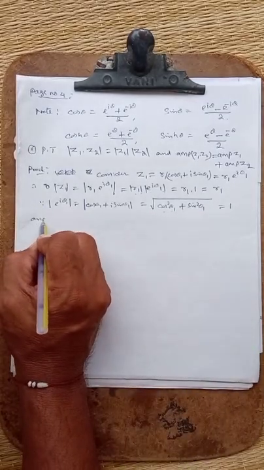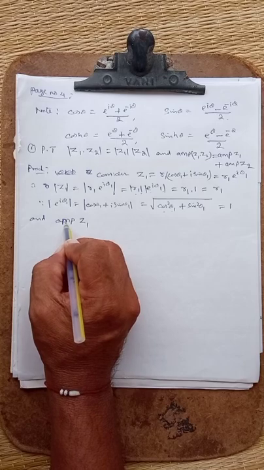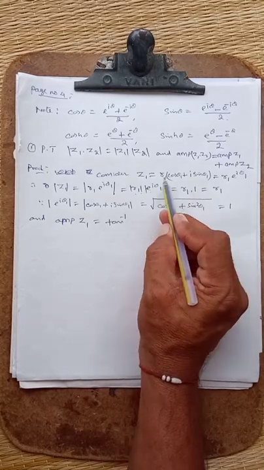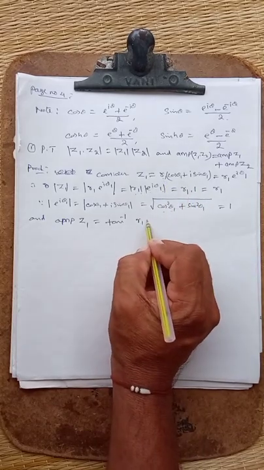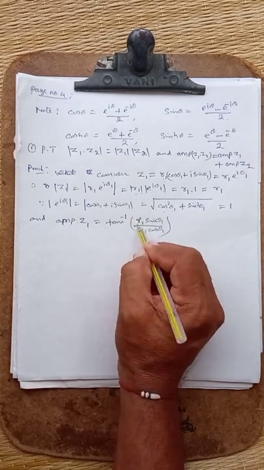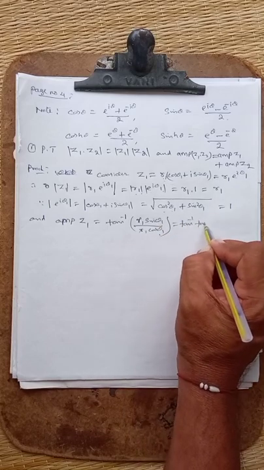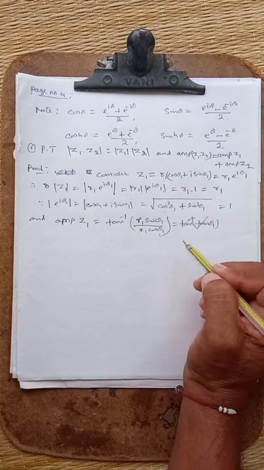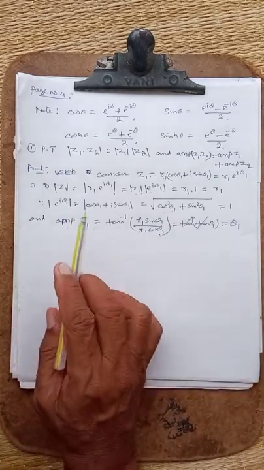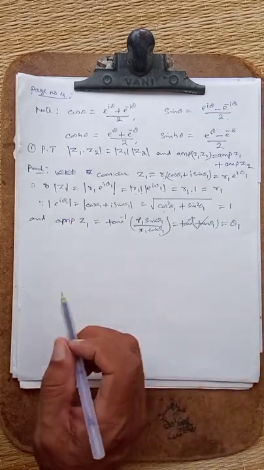And amplitude of z1 is given by tan inverse of y by x. Y means r1 sin theta 1 by r1 cos theta 1. This is the same as sin theta 1 by cos theta 1, which means tan theta 1. So therefore tan inverse and tan get cancelled. Therefore this value is theta 1. Therefore modulus of z1 is r1 and amplitude of z1 is theta 1.